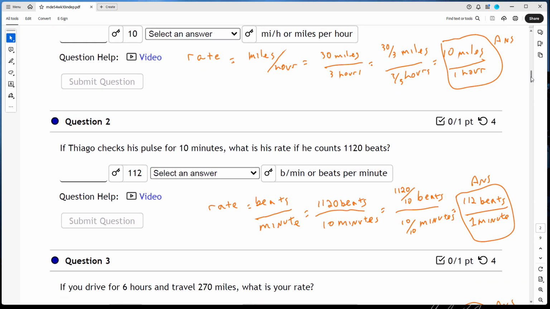Question 2. If Thiago checks his pulse for 10 minutes, what is his rate if he counts 1,120 beats? So the rate is going to be in terms of beats per minute. In this case, we have 1,120 beats in 10 minutes. To find a unit rate, I divide my numerator and denominator by 10. I end up with 112 beats per minute.